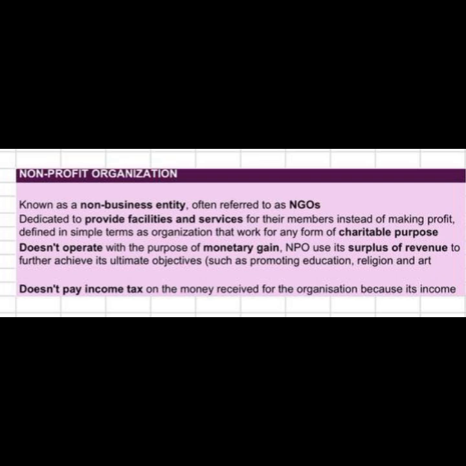An NPO uses its surplus of revenue to further achieve its ultimate objective, such as promoting education, religions, and art, rather than distributing its income to the shareholders or members. It doesn't pay income tax on the money received because its income is used to sustain its activities and serve the public good.